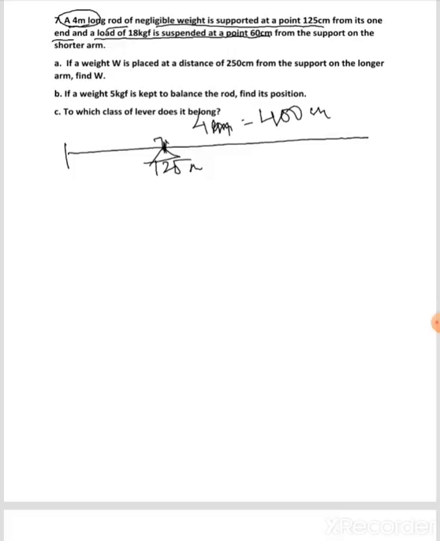So on the longer side, what is hanging? Load of 18 kgf. Are you getting my point? So to balance this, I have to suspend something here on the other or the longer side. Yes. So here my fulcrum is lying between the load and the effort. So this kind of lever belongs to class 1 lever. So I got the answer for the last question, that is question number C, isn't it?